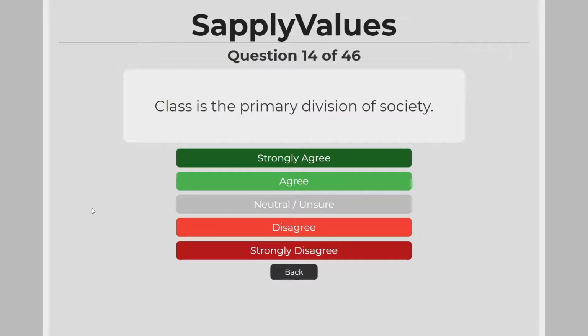Class is the primary division of society. Strongly agree. I grew up very poor, and I didn't grow up around a lot of people my own race. I am white, and I did not grow up around a lot of white people, but I still feel connected to the group of people I grew up around, which was mainly Hispanic. So class is definitely a primary division of society. I don't think race is. I really think it's class.